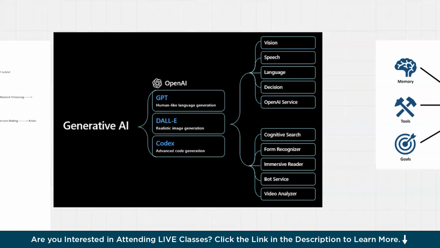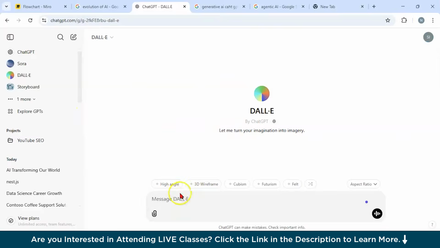So this is also part of a generative AI model, and this tool plays a very amazing role. I will show you one example of how generative AI works for image generation purposes. As you can see all over here, I have opened this generative AI tool called DALL-E. Let us give a prompt to DALL-E and see how the image is generated.